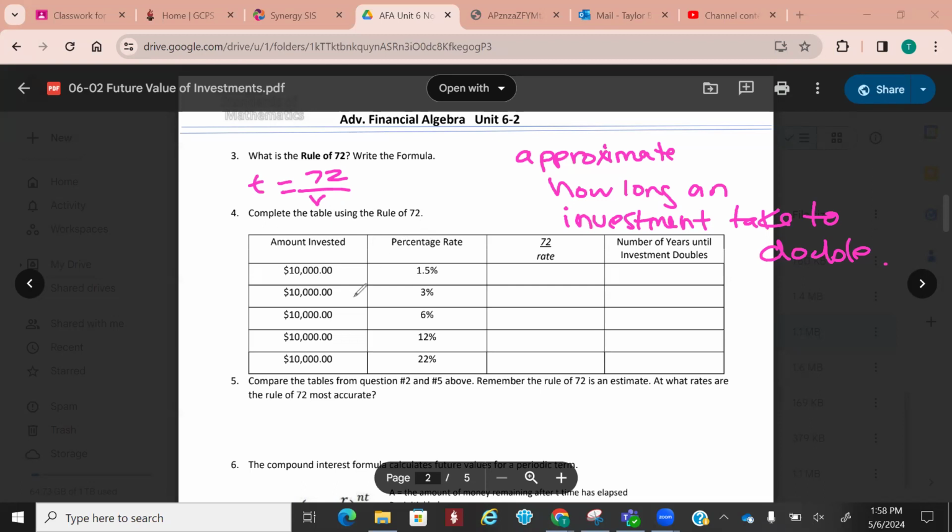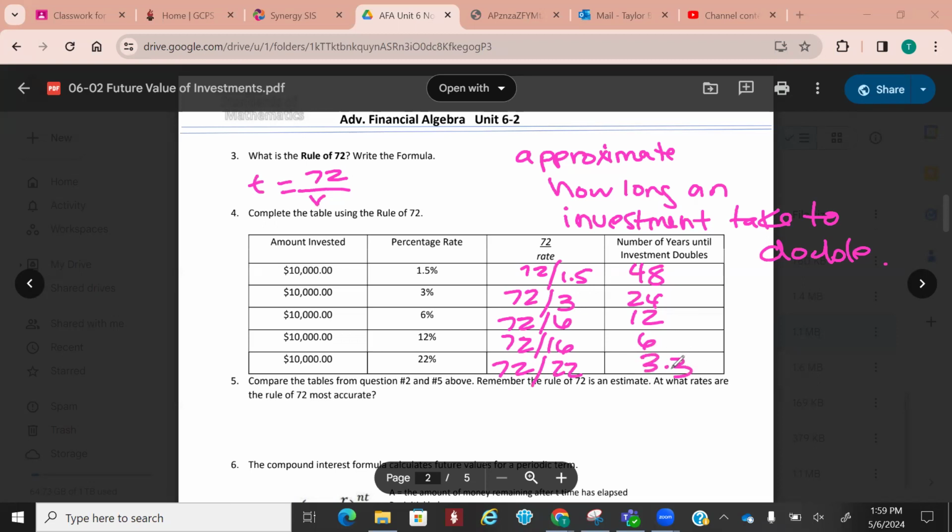For instance, on this one, how long is it going to take to double? You're going to take 72 and divide it by 1.5. The number of years of investment is going to be 48 years. On the next one, 72 divided by 3, you're going to get 24 years. So when they're talking about a higher interest rate, it'll make more money when you are investing. So take 6 years, and then 72 divided by 22% is going to be 3.3 years.